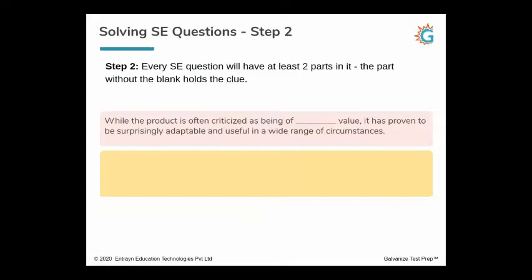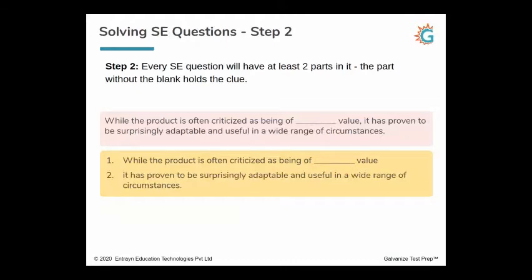All right, let's see. How will you split this? While the product is often criticized as being of blank value, comma, it has proven blah blah blah. Now, the comma is a great way to separate these two parts. You can clearly split it into two parts. It has proven to be surprisingly adaptable and useful in a wide range of circumstances. Great. So now we have clearly two parts. Once you split this, you know this part has the blank. So the second part is the one that will hold the clue for you. So you'll have to focus more on this part and understand what the clue is.